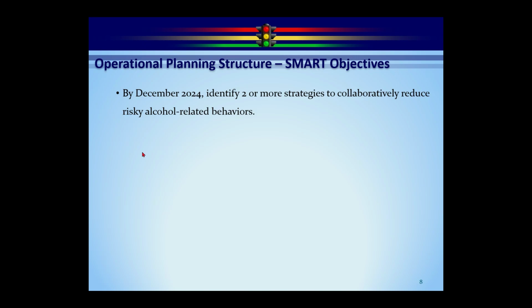Look at the first one. By December 2024, identify 2 or more strategies to collaboratively reduce risky alcohol-related behaviors. So the specific part is the strategies to collaboratively reduce risky alcohol-related behaviors. The measurement is 2 or more, and our timeline is by December 2024, so it fits pretty well. Look for that in each of these.